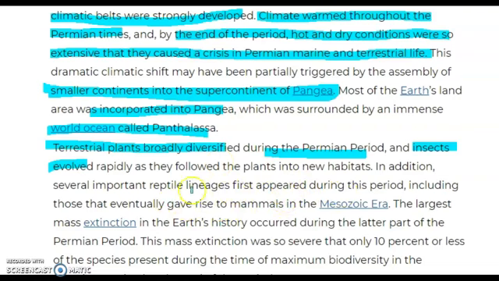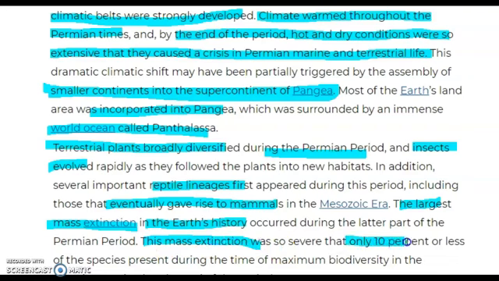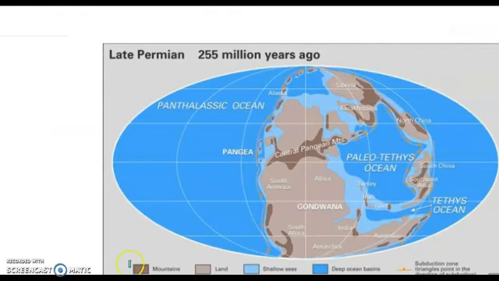And the reptiles diversified, and they gave rise to, you could say, the early mammals in the Mesozoic era. And the most important factor is that the Permian is known for the mass extinction, the largest mass extinction in the Earth's history. This mass extinction was so severe that only 10% of the species survived after the Permian. So let's talk about some paleogeography.